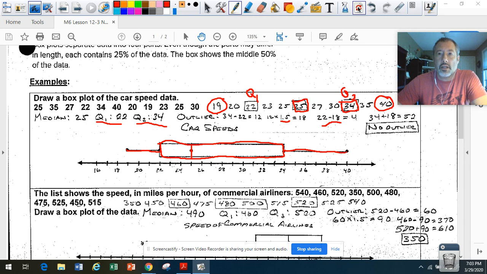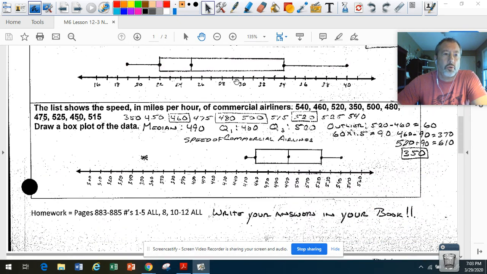So let's see if our next one has any extremes here. Let's scroll down to the next one. It says here, the list shows the speed in miles per hour of a commercial airline. So 540 all the way down to 515. The first thing I had to do was put these in order from least to greatest. So I had 350, 450, 460, 475, 480, 500, 515, 520, 525, and 540.